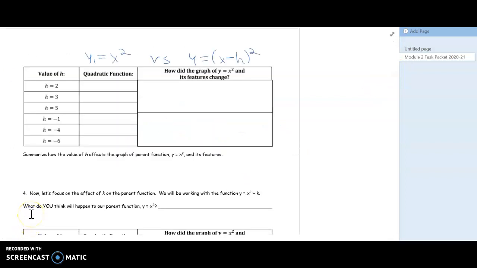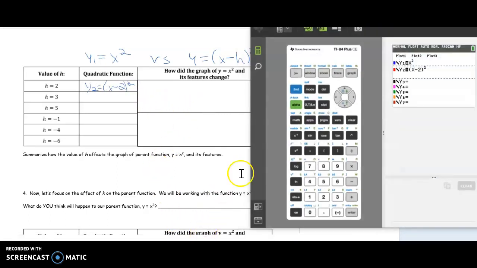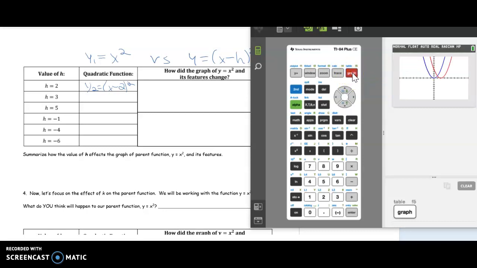Now have your graphing calculator handy, and if you could, plug into y1 the parent function x squared, and we're going to see how that compares to a function if we add that h value. Let's say h is equal to 2. I'm going to ask you in y2 to plug in (x minus 2) squared. Have an idea of what's going to happen, and then hit graph: parent function, and then that's my y2, that red function.